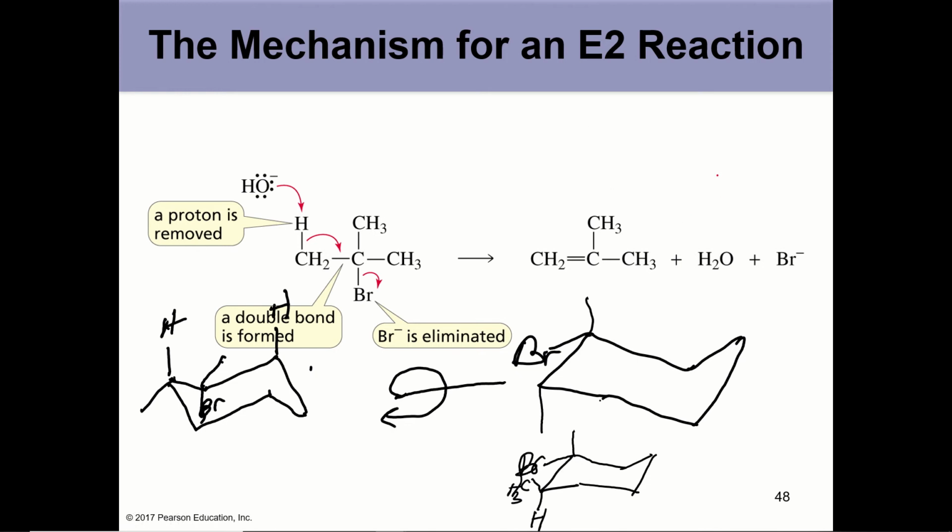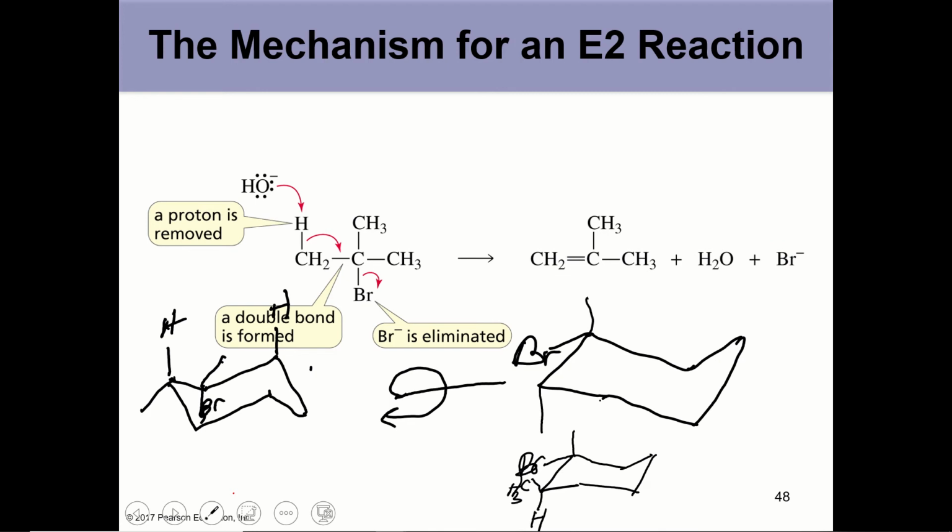So here we have the mechanism as shown by the book: hydroxide ion taking a proton, the bonding electrons from carbon to hydrogen forming a pi bond, and the halogen getting kicked off. This all occurs simultaneously. This gives us the alkene, water, and bromide.